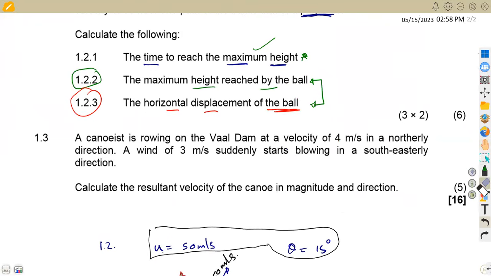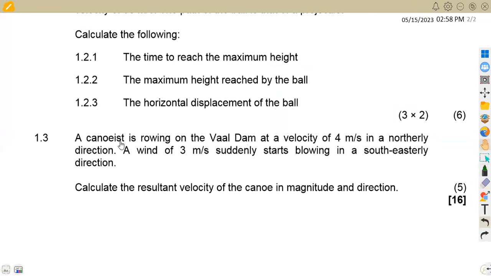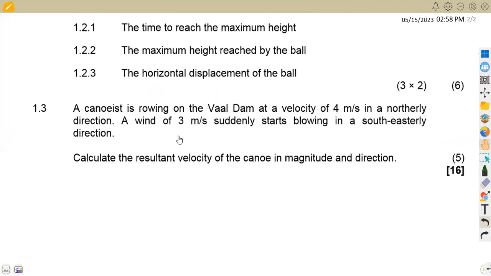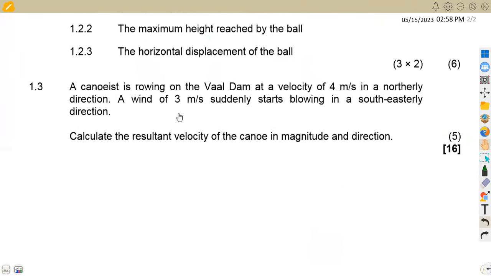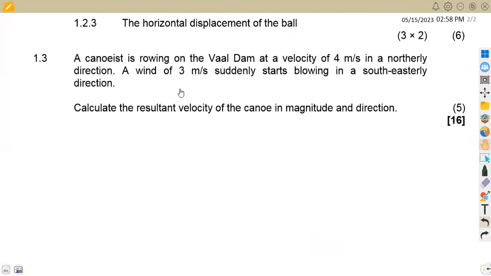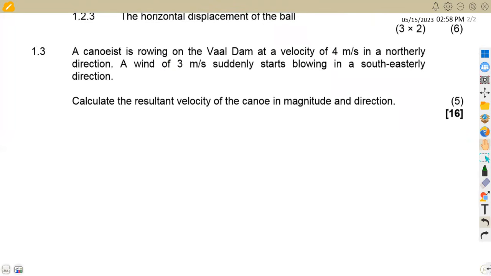On question 1.3, we are given that a canoeist is rowing on the Vaal Dam at a velocity of 4 meters per second northeast. So this is a canoeist that has a certain velocity of 4 meters per second in the northerly direction. So this is going like this to the north with 4 meters per second.